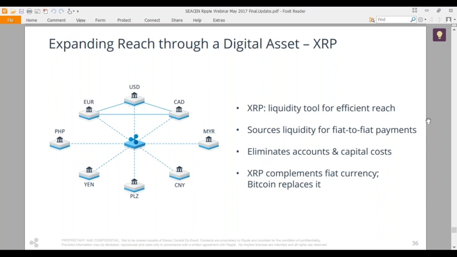So put to use this way, XRP allows fiat currencies to move much more efficiently. A bank can pre-fund an account and get liquidity immediately on demand. This is all designed to make fiat currency move more efficiently and more fluidly. So it complements a fiat currency. The payments being made are still in fiat currency, still Canadian dollars to Philippine peso. However, they're using XRP just as a tool to source that liquidity. So XRP in this lens, it complements fiat currency.